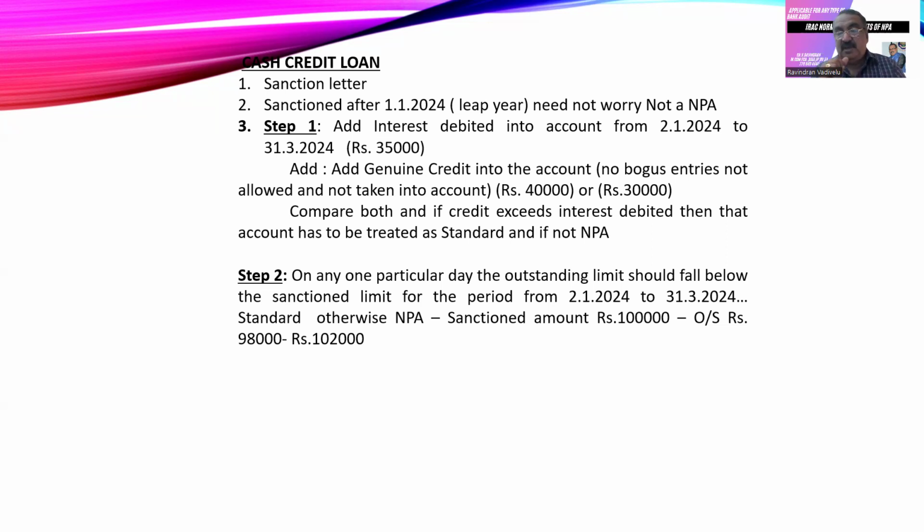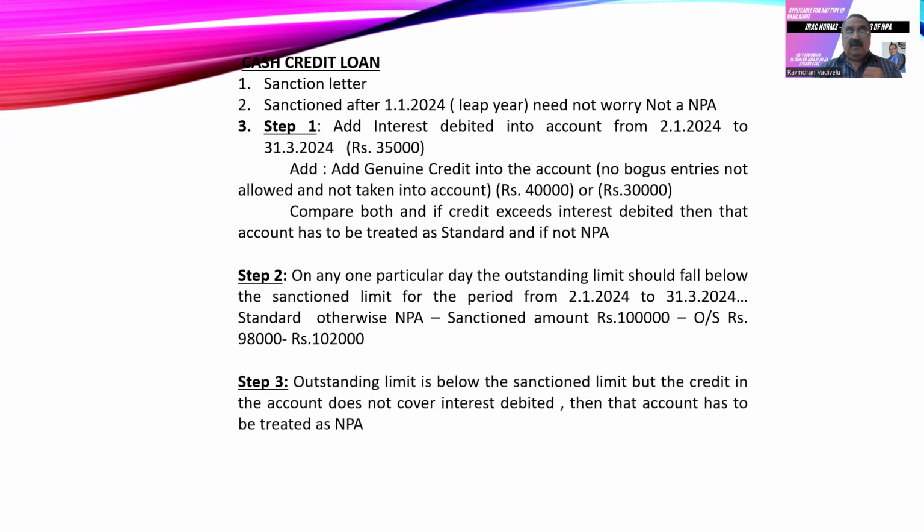So, for example, if the sanction limit is 1 lakh, in case the outstanding is 98,000 at least on one particular day, then that account has to be treated as standard. And in the second exercise, if it says 1,02,000, that means the outstanding has not come below the sanction limit, then that cash credit loan has to be treated as NPA. Let us move to step 3. That is, outstanding is always below the sanction limit. Now, in step 2 the outstanding balance exceeds the sanction limit. In step 3, the outstanding balance is below the sanction limit. If that is the case, you have to follow step number 1.